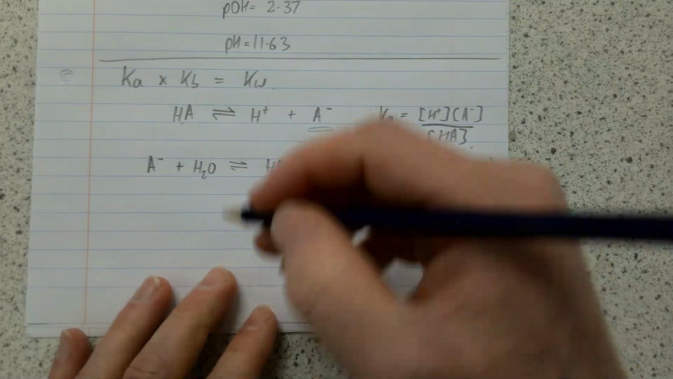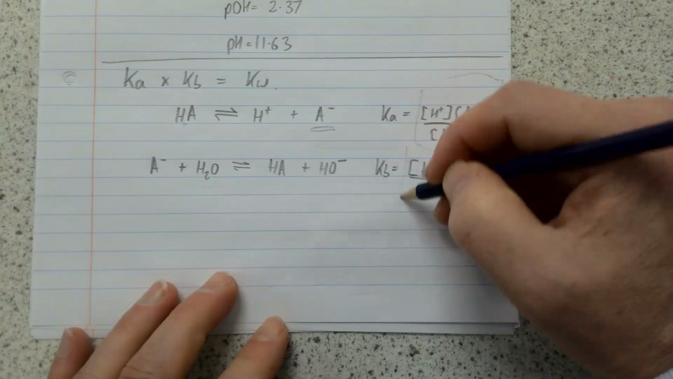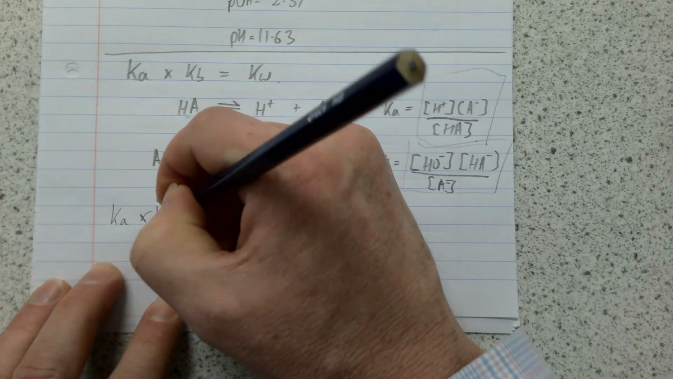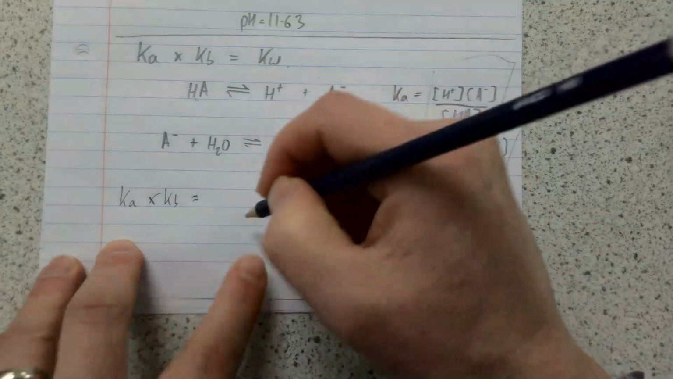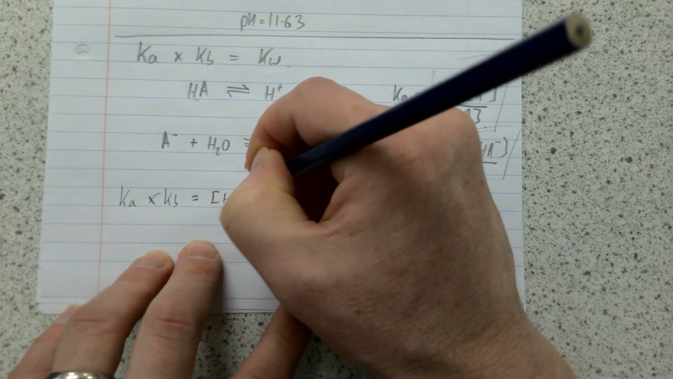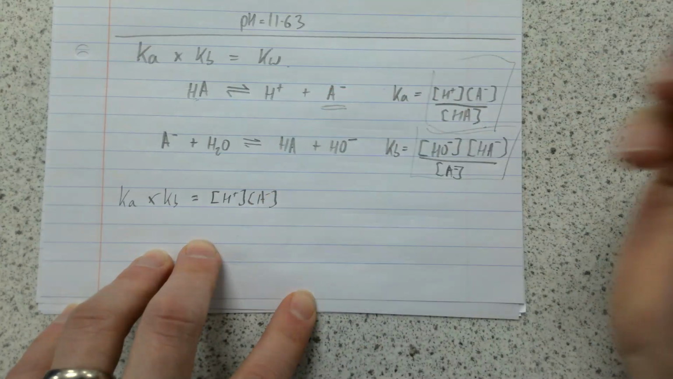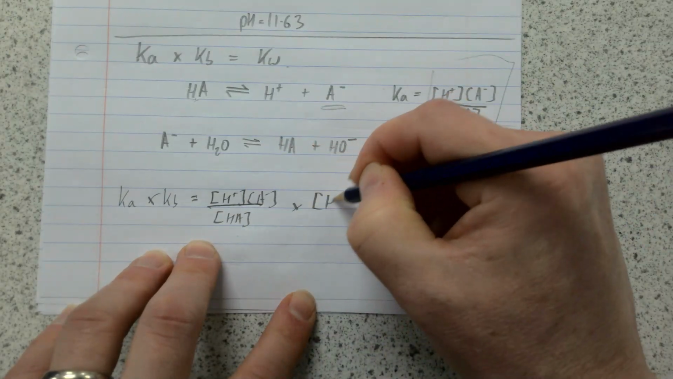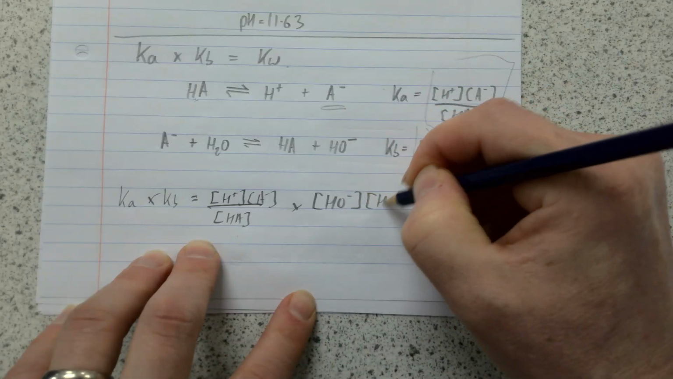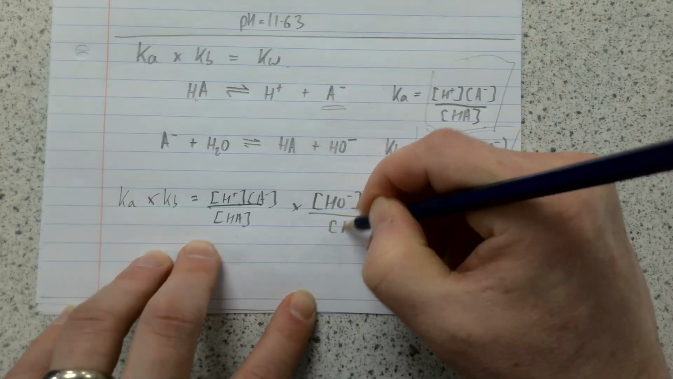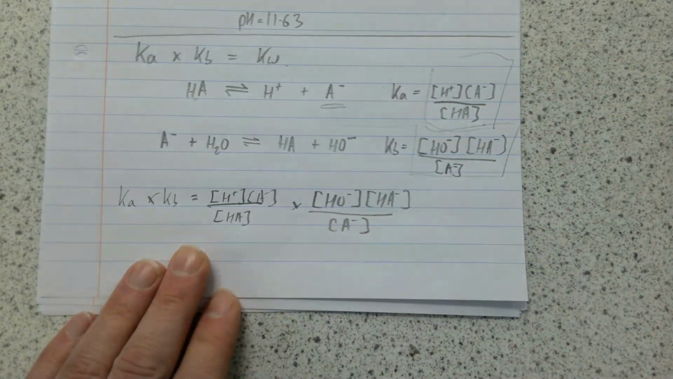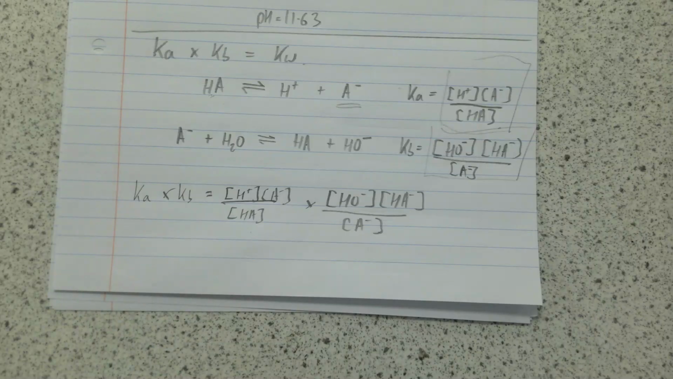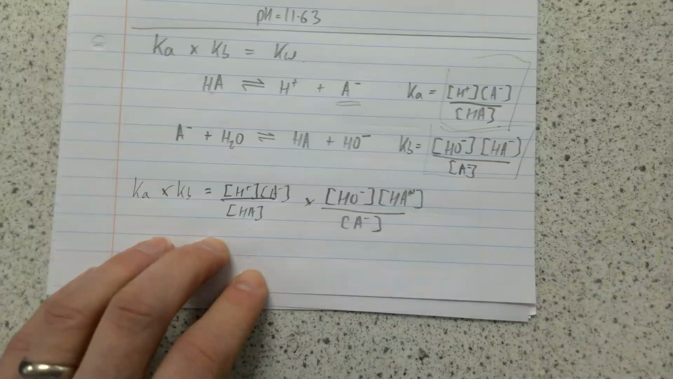So somebody decided, for whatever reason, to multiply those two numbers together and see what we end up with. So Ka times Kb is equal to, I'm just going to write out those equations next to each other, H+ times A- over HA, times OH- times HA over A-. I've just written those two things out next to each other. A little mistake there, sorry, thank you. There's no minus there, obviously.